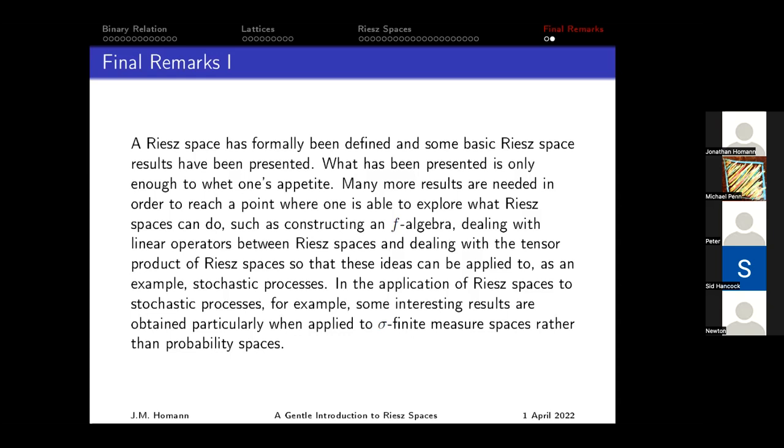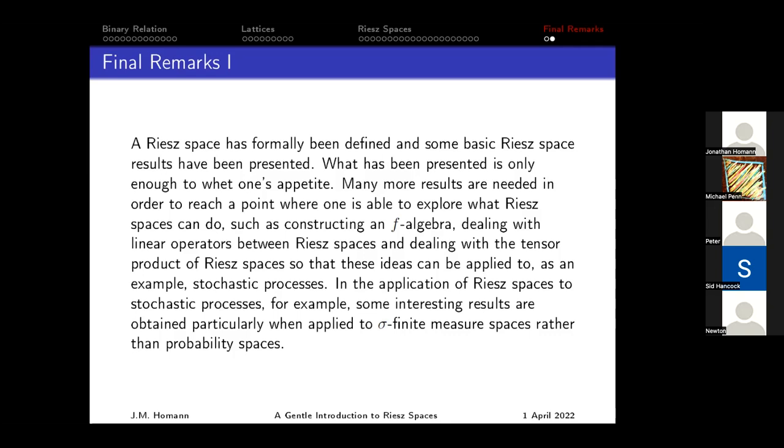But what has been presented is just enough to whet one's appetite. It's enough to just begin working with Riesz spaces. And we can develop far more results and far deeper results. And we can work with linear operators between Riesz spaces. We can construct what is called an F algebra. We can deal with the tensor product of Riesz spaces. And we can define a whole lot more stuff and develop further results. And in fact, we need a lot more results to state and prove Freudenthal's spectral theorem.